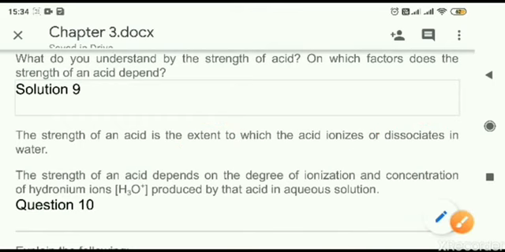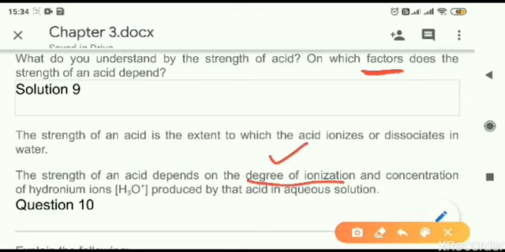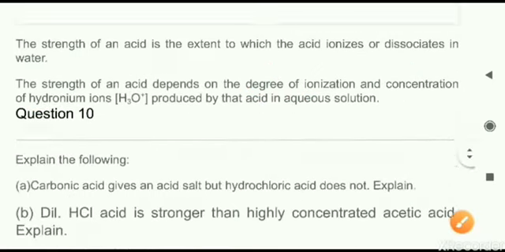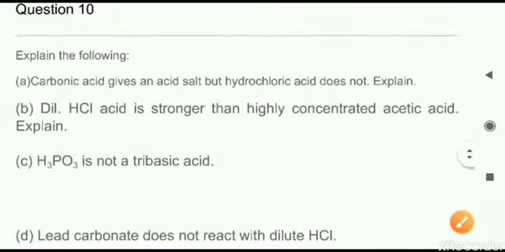This strength is dependent on two factors. The factors also they have asked in the question. So two factors are there. It depends on the degree of ionization, and second is the concentration of hydronium ion, how much the hydronium ions can be produced. So that is strength. Based on the strength only, we classify the acids into strong acids and weak acids. Question number 10, A part, carbonic acid gives acid salt but the HCl does not give any acid salt. We have to explain this.